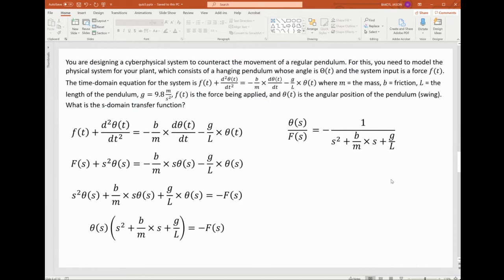Okay, this next one is you are designing a cyber-physical system to counteract the movement of a regular pendulum. I say regular as opposed to an inverted pendulum, which is a kind of benchmark type of control problem.